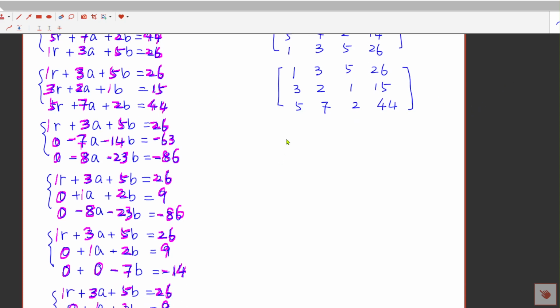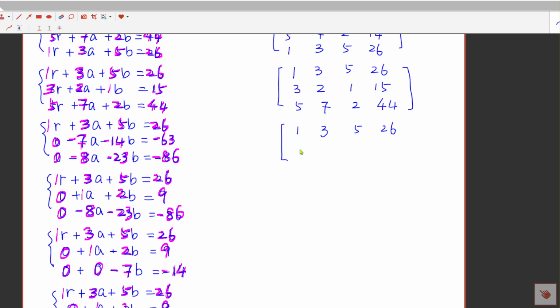We care about the coefficients and the constants only, right? So these coefficients are actually the coefficients of the original equations. And then in the next step, remember the first row does not change, so we'll just copy these numbers.